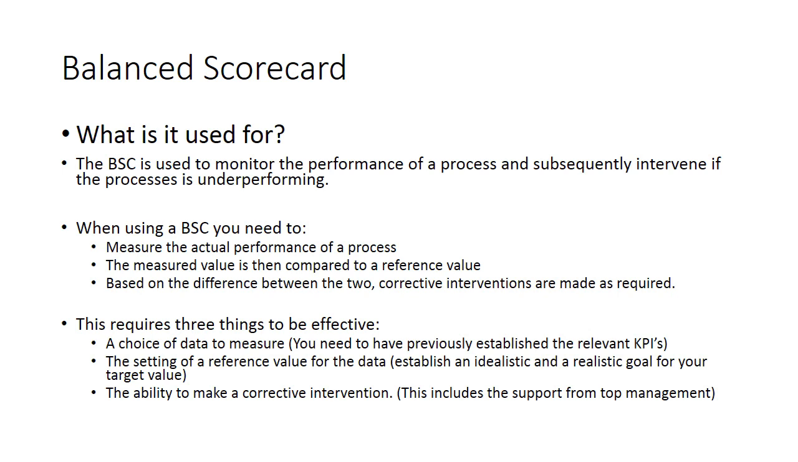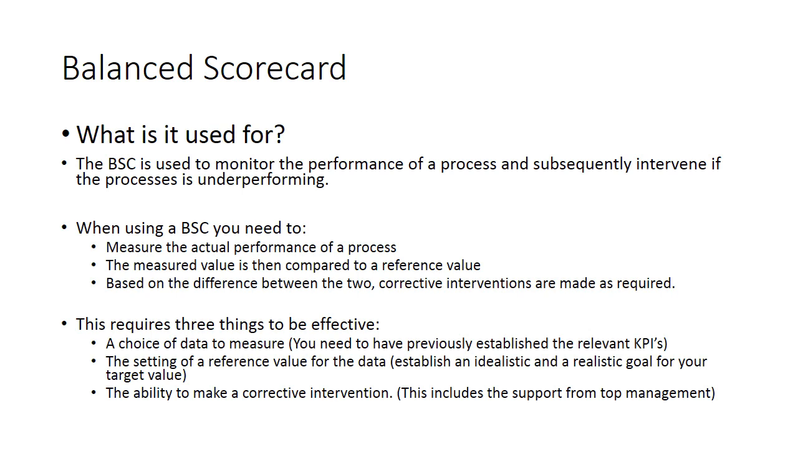So it is also important to define what the balanced scorecard is used for. The balanced scorecard is used to monitor the performance of a process and subsequently intervene if the processes are underperforming. When using a balanced scorecard, you need to take into account three important steps. First, you have to measure the actual performance of a process. The measurement value is then compared to a reference value that you have previously established, and based on the difference between the reference value and the actual performance of the process, corrective actions are made as required in order for the process to improve.